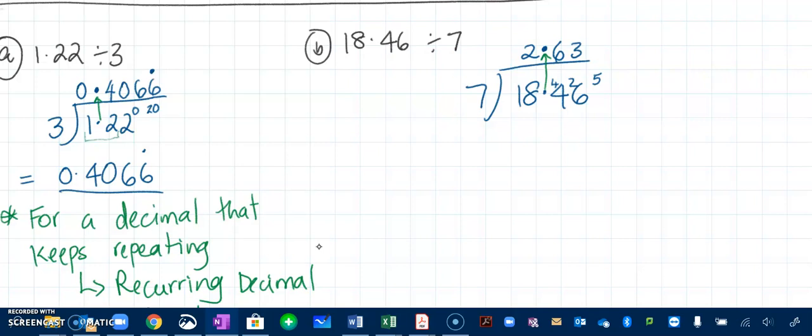Again, 5 is not big enough for 7 to go into. Sorry, we've got a decimal point, so add a 0. 7 into 50 goes 7 times, and now there's a remainder 1, and this can keep going on and on and on. But if you notice, they're different digits that keep going on. So they're not the same digits. Like in the first example, we had the same digits repeating. But this is where there are different digits repeating.